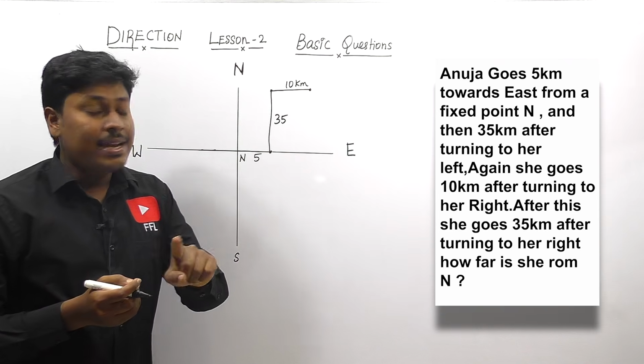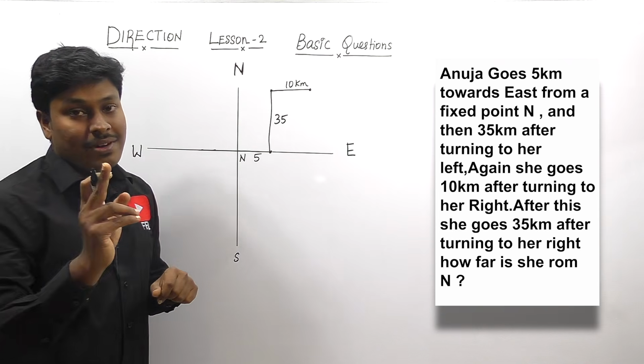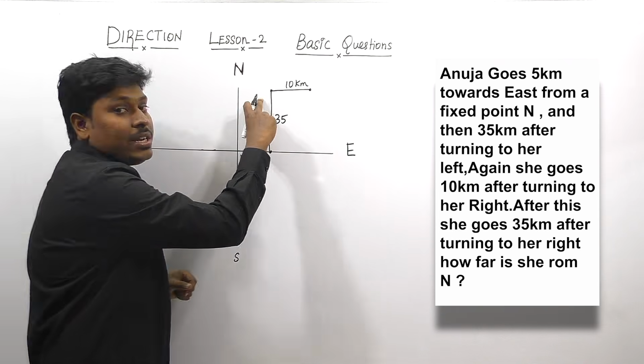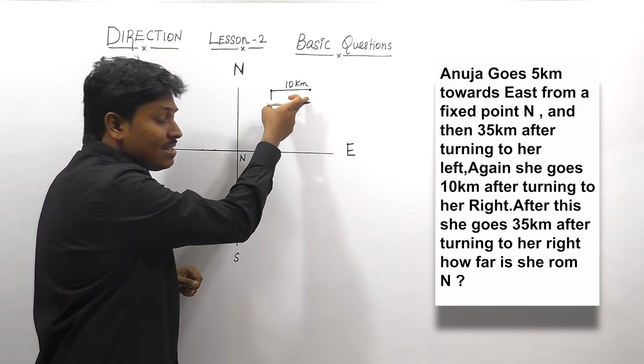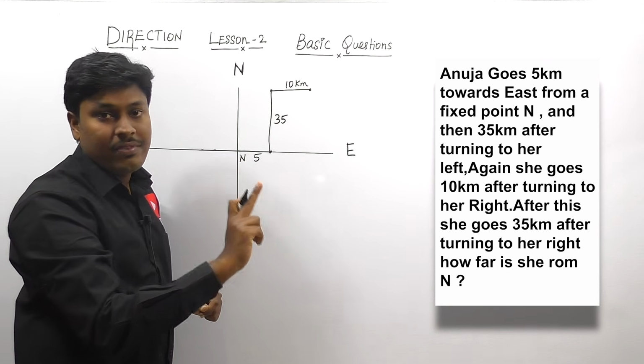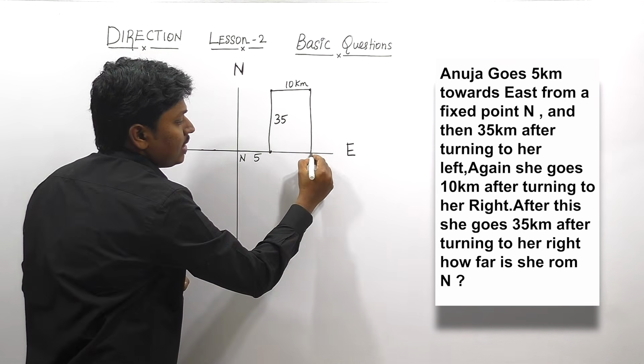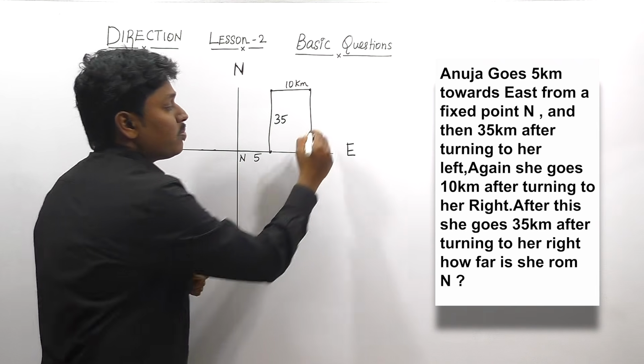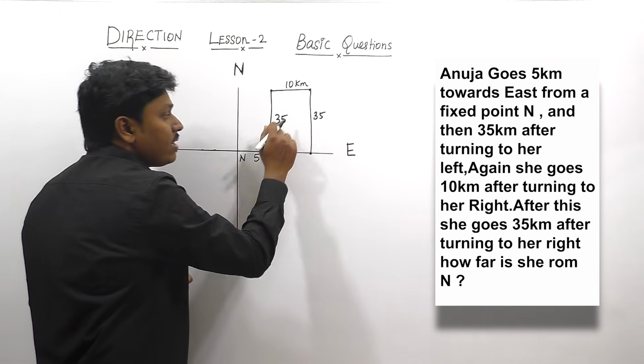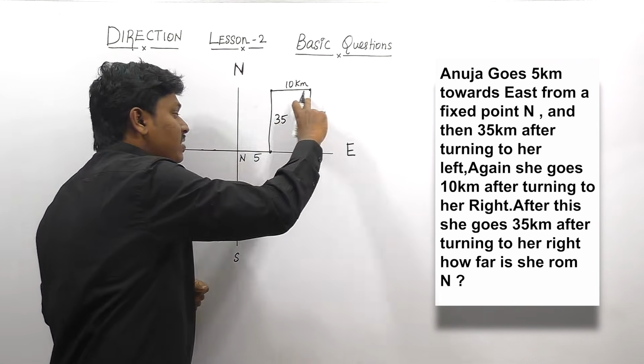Okay. After this, she goes 35 km after turning to her right. Again she is turning right and covering 35 kilometers. Friends, listen carefully. This is also 35 kilometers. From here, she is turning right and again traveling 35 kilometers. So both the lines should be equal, right? So finally she is at this point. So friends, remember that this is also 35, this is also 35.